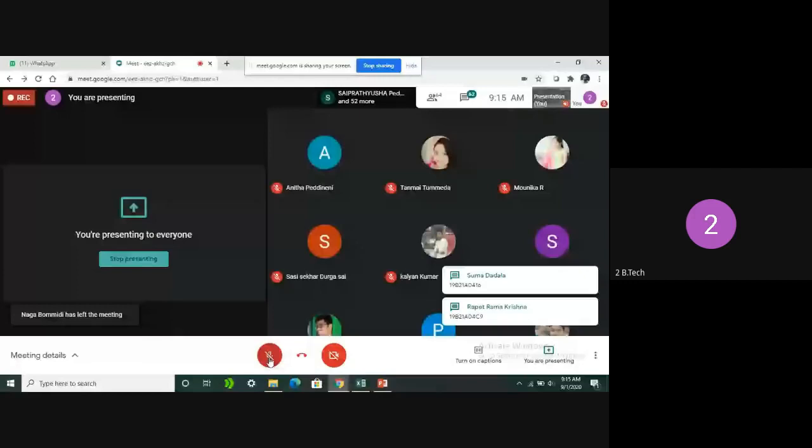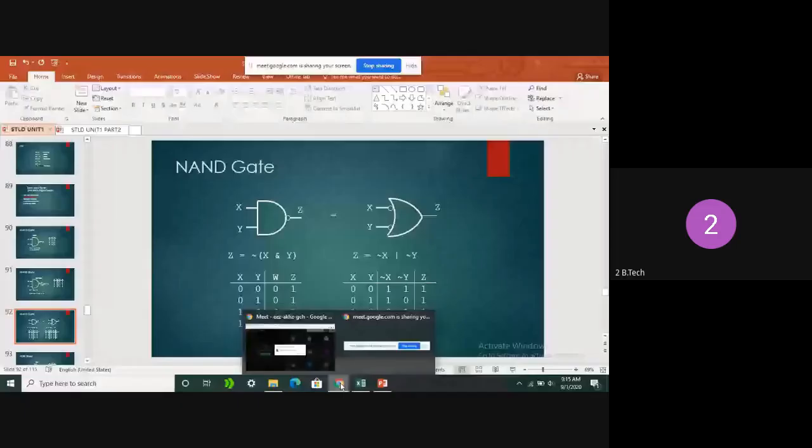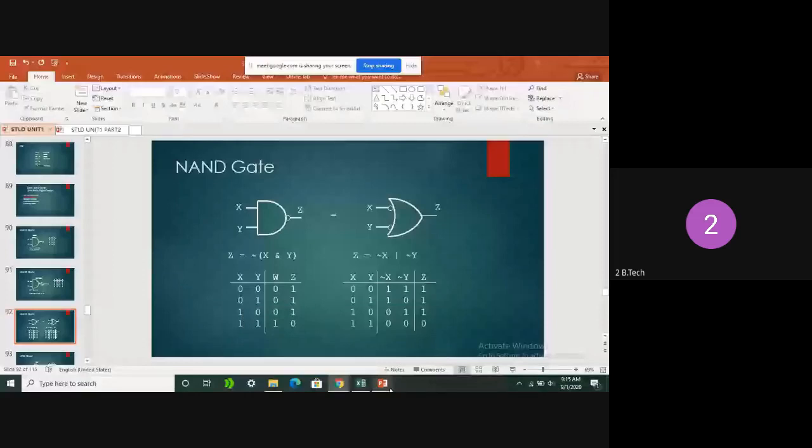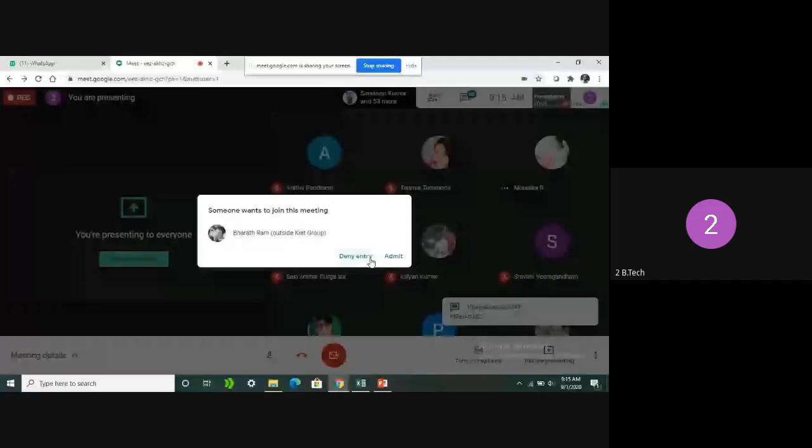So yesterday we discussed the NAND gate. Is everyone clear about the NAND gate? Yes, sir. So this is the representation of the NAND gate, and the truth table corresponding to the NAND gate is given like this. And one more special purpose gate is there, that is the NOR gate.